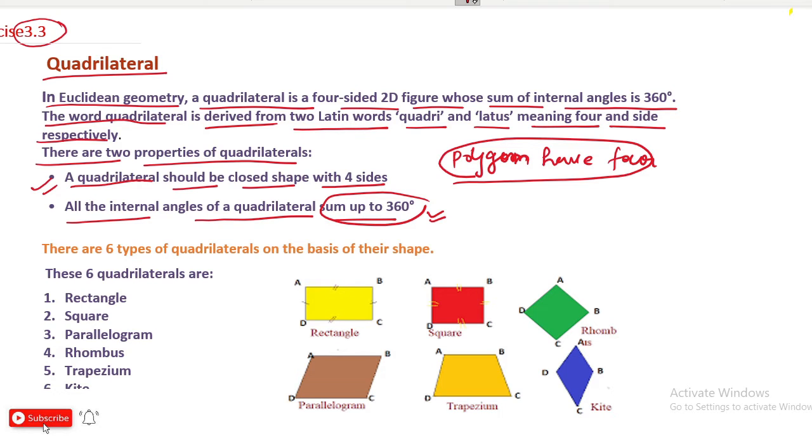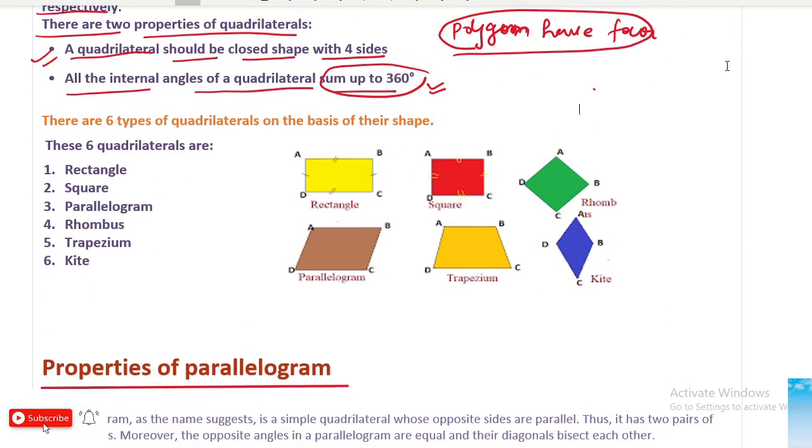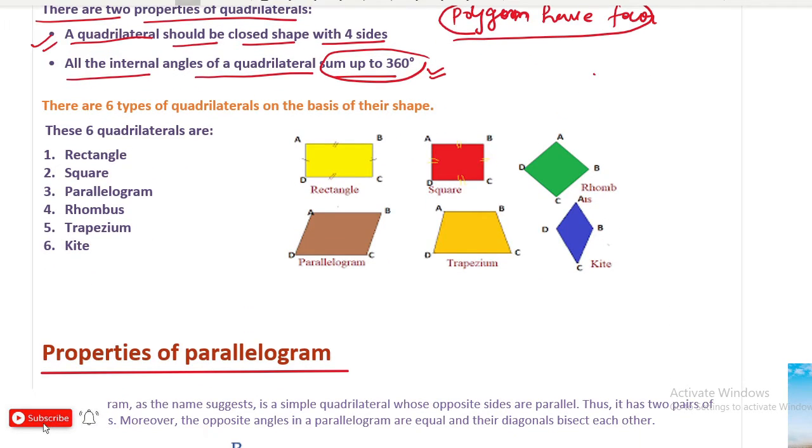Okay, next, the basis, types of the quadrilateral. There are six types of quadrilateral on the basis of their shape.